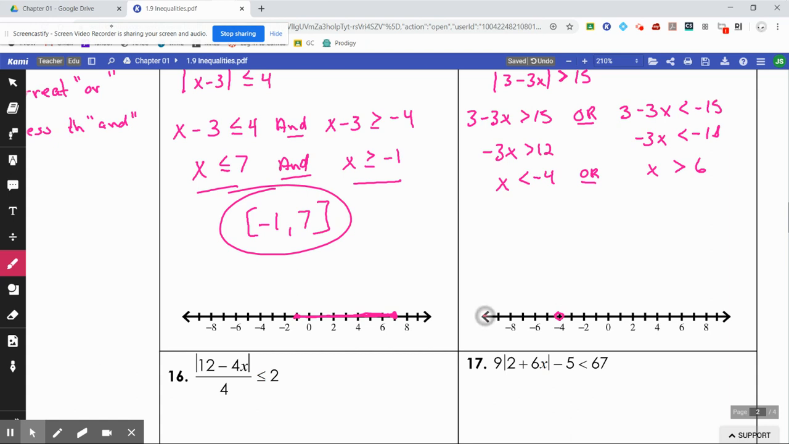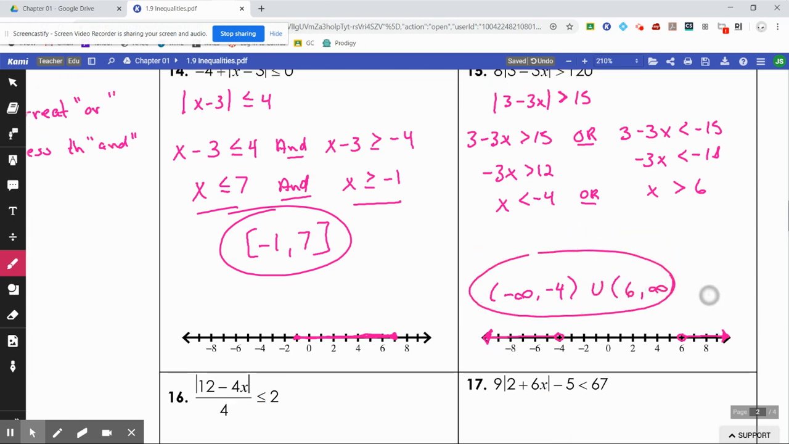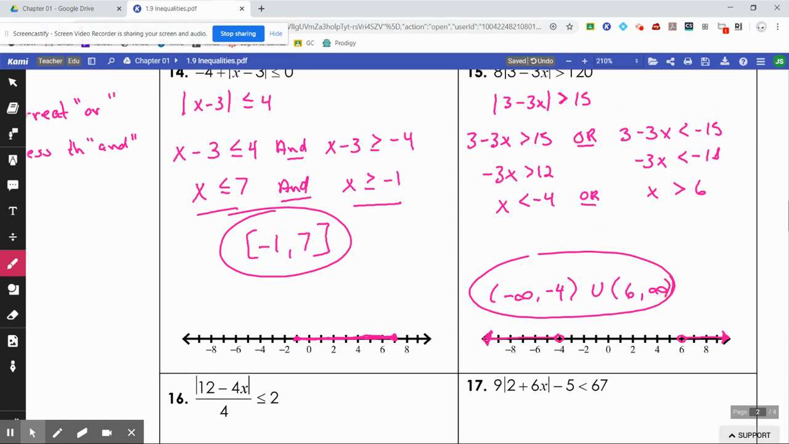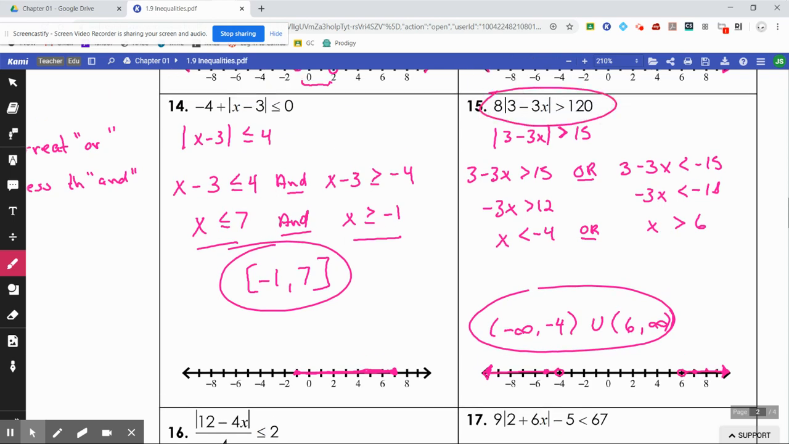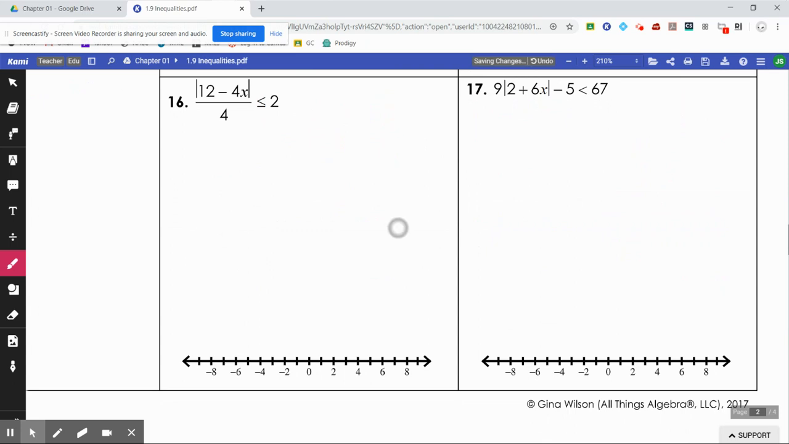And if you do these correctly, or statements should always face away from each other. And statements should always point towards each other. So x could be any value from negative infinity up to negative 4, or any value from 6 to infinity. And you can always check this. You could take the number negative 5, you could take the number 7, 8, 9, any of those numbers, plug it into this, and any of those should make this a true statement.